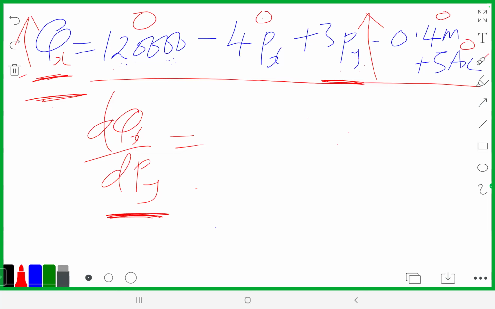So in short, we'll be just concentrating on the positive 3py. So how do you differentiate that? Okay. What will be the derivative of 3py?